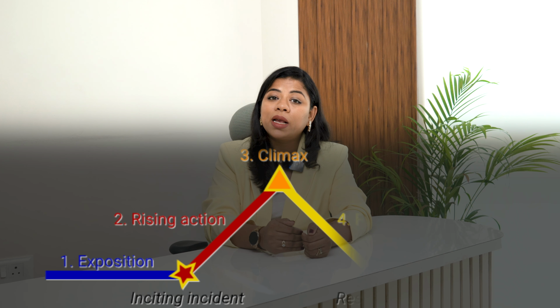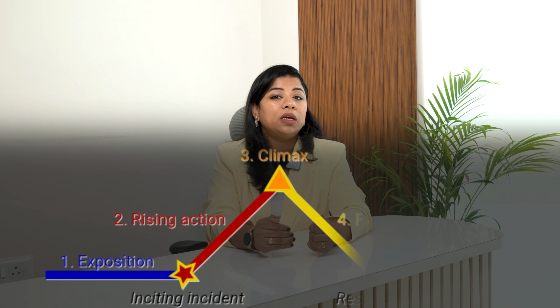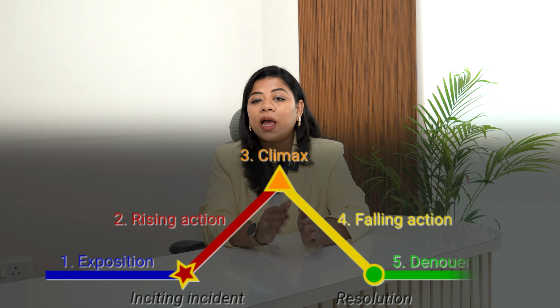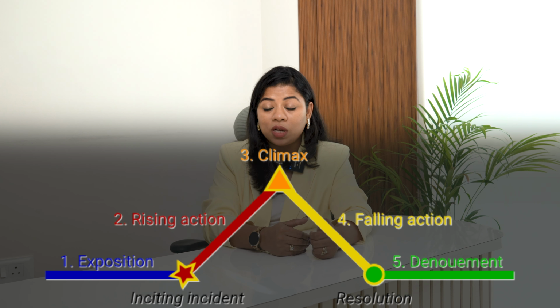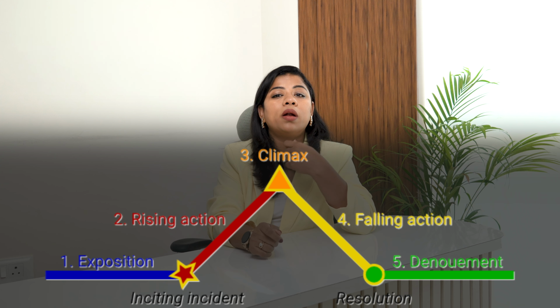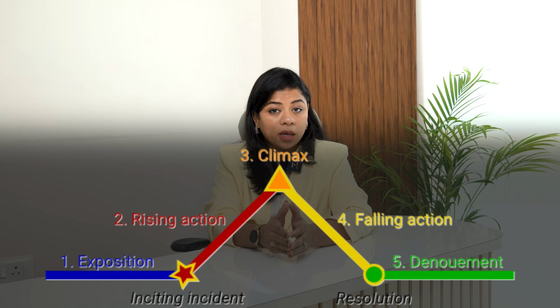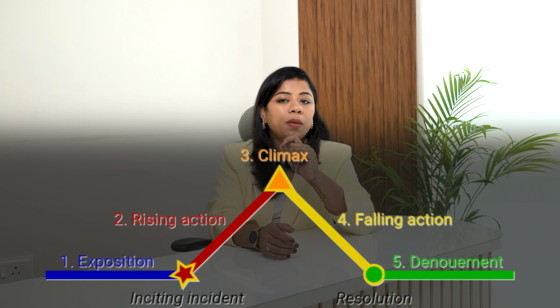The third part, climax, the turning point or most intense moment. The fourth part, falling action, where the consequences of the climax unfold. And the fifth part of this pyramid is resolution, the story's conclusion or wrap up. Why use it? It helps your story flow logically, keeps readers engaged, and most importantly, scores well in exams because it shows clear control of narrative structure.